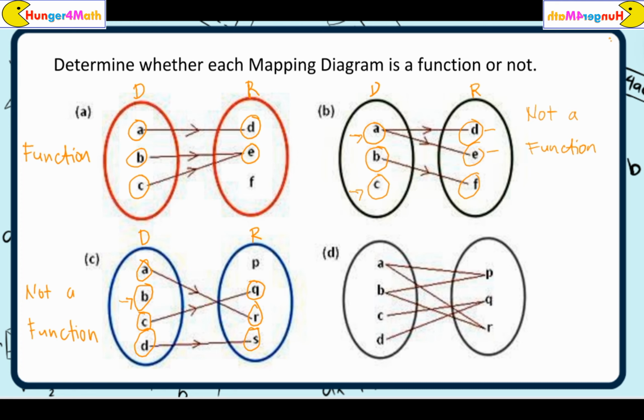Letter D, again, the first set will be your domain and the second set will be your range. Let's check the domain. So A is paired up with P and R. B is paired up with P and R as well. And both C and D are paired up with Q. As you can see, A and B are paired up with 2 ranges. So this is not a function. So that's how you're going to identify if the mapping diagram is a function or not.